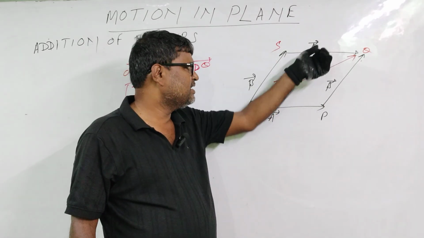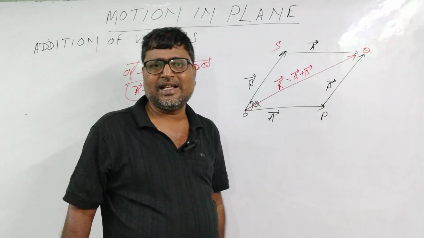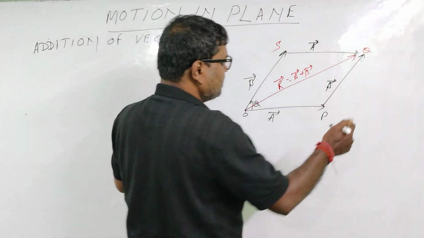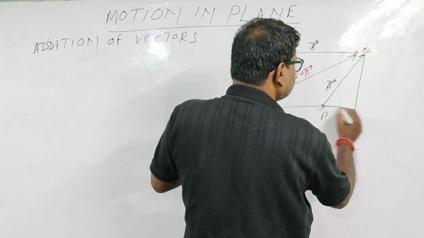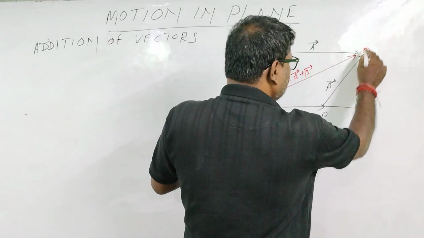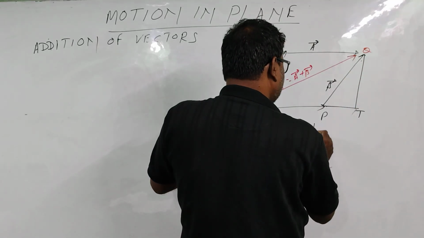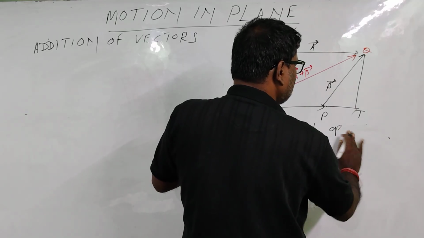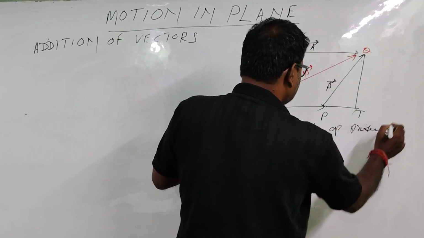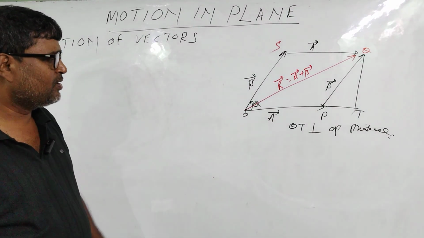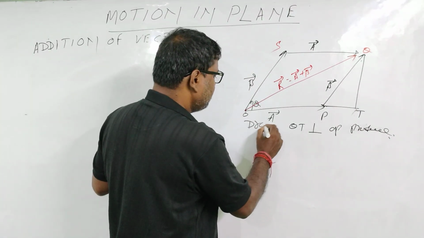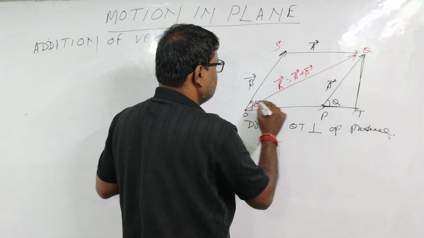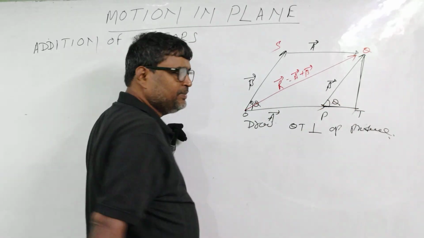Now we have to prove the resultant. To develop the content, draw QT perpendicular to OP produced. So this is also theta, the corresponding angle.